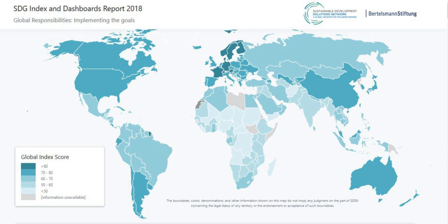The Global SDG Index and Dashboards report is the first publication to track countries' performance on all 17 Sustainable Development Goals. The annual publication, co-produced by Bertelsmann Stiftung and SDSN, includes a ranking and dashboards that show key challenges for each country in terms of implementing the SDGs. The publication features trend analysis to show how countries' performance on key SDG metrics has changed over recent years, in addition to an analysis of government efforts to implement the SDGs.